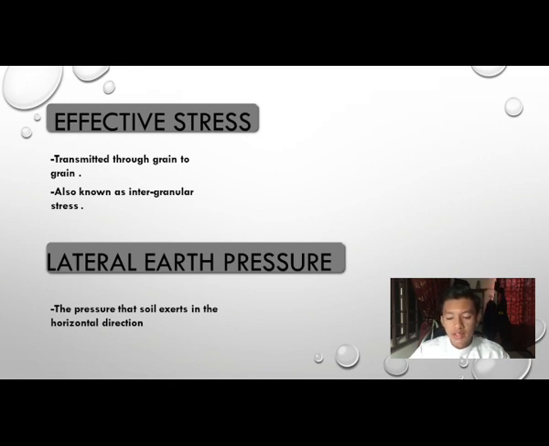Next, the lateral earth pressure. The pressure that soil exerts in the horizontal direction. The lateral earth pressure is important because it affects the consolidation behavior and strength.